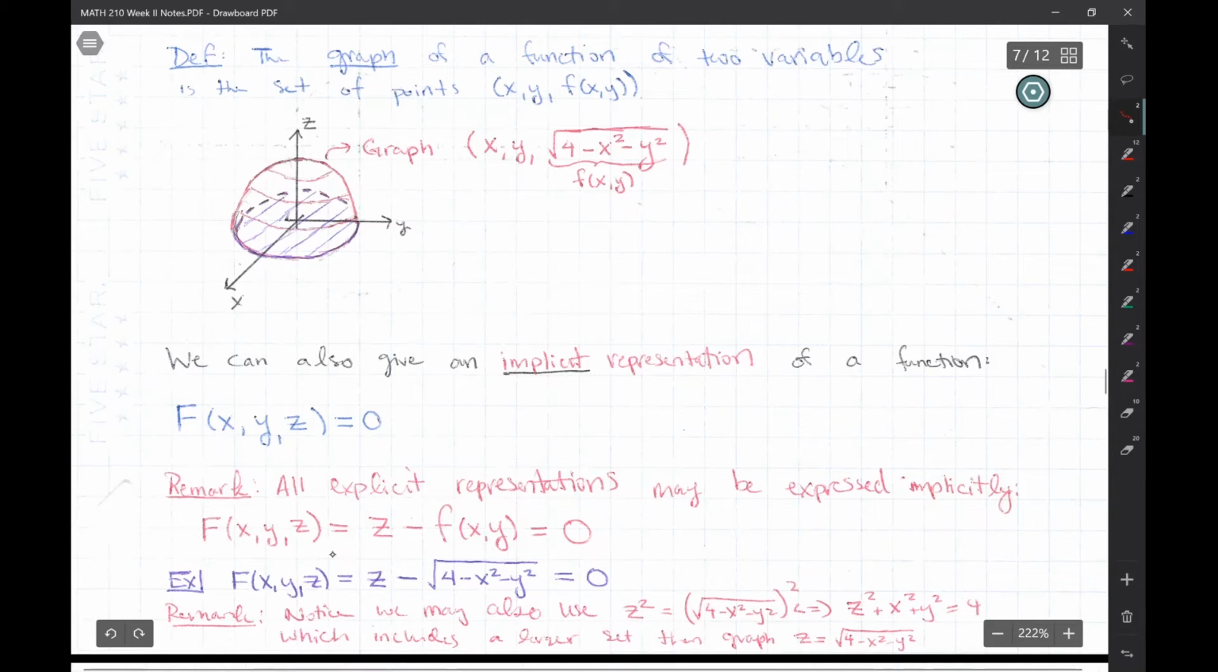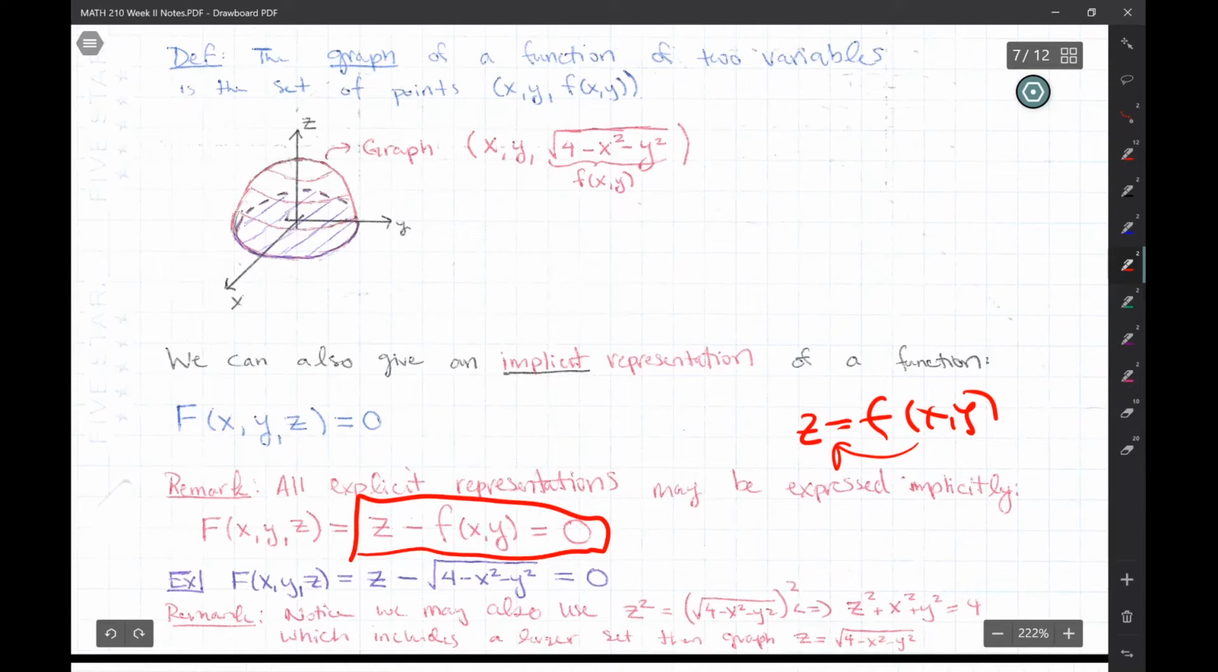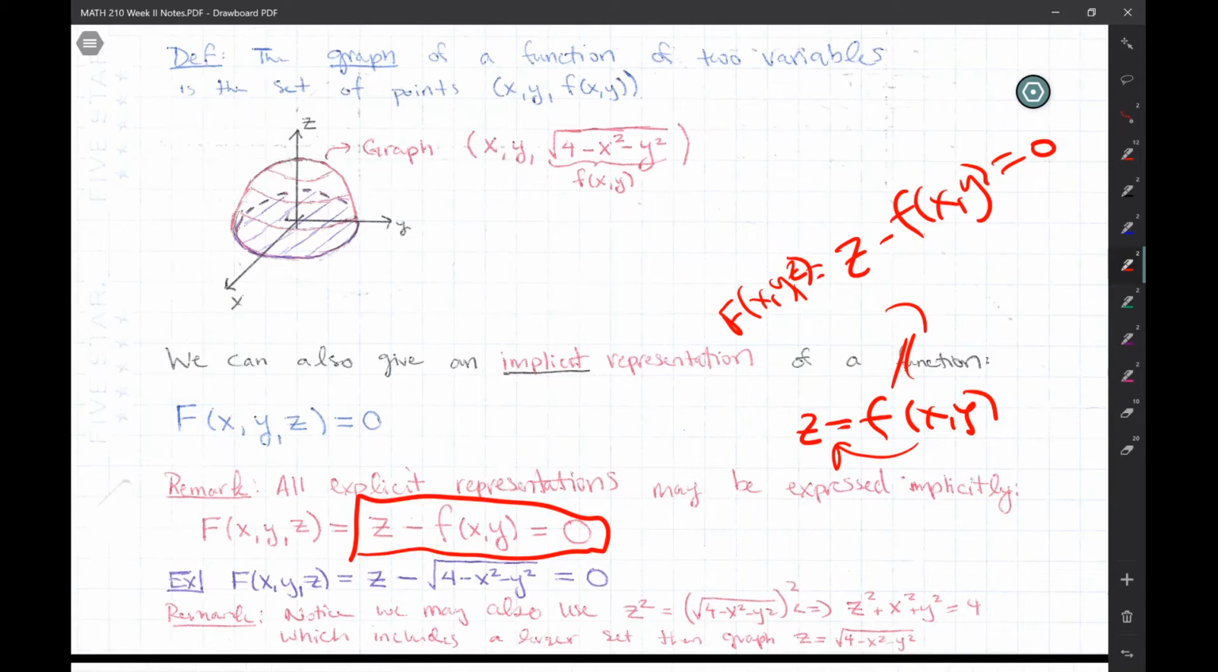Take, for example, if we have z equal to f of x, y, as we've seen before. Well, we could move this to the other side, and we would be left with this expression there. Moving f(x, y) to the other side will imply that z minus f is 0, okay? So why don't we then just define some new capital F function? It's going to be a function of all three variables there, x, y, and z, and set it equal to 0 in order to get the graph.